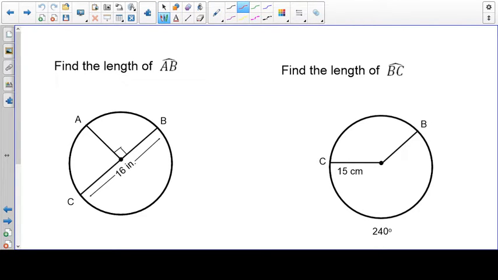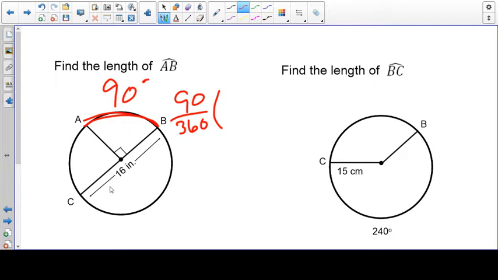My first one, I am looking for the length of AB. So AB is this arc right here. The degree of that arc will be whatever's the angle associated with it. So that is a nice, lovely 90-degree angle. So this must therefore be 90 degrees. My formula is that degree measure over 360 times my circumference. Circumference again is 2 pi r or pi times d.